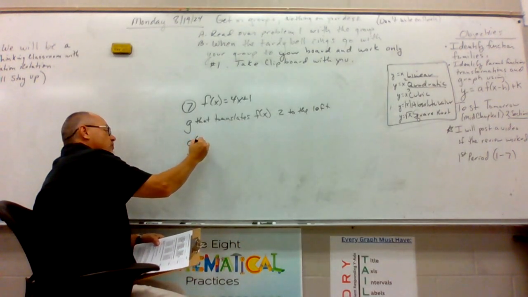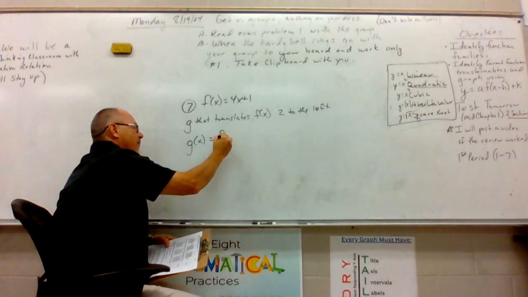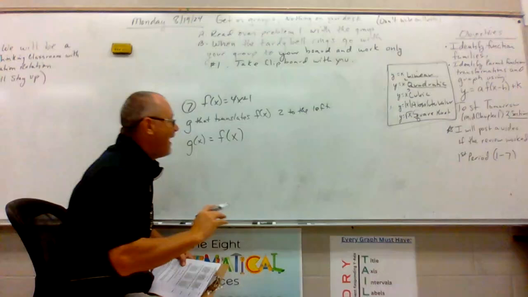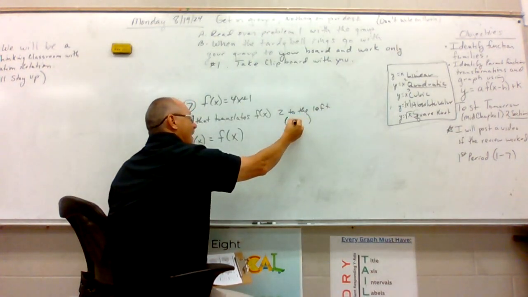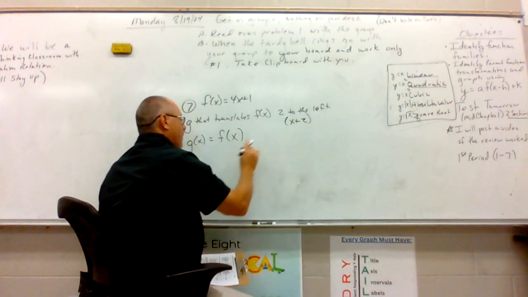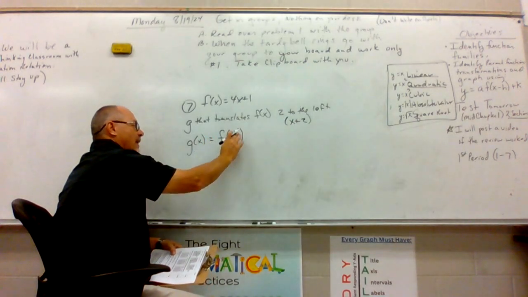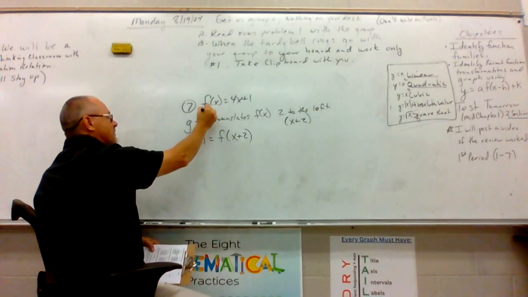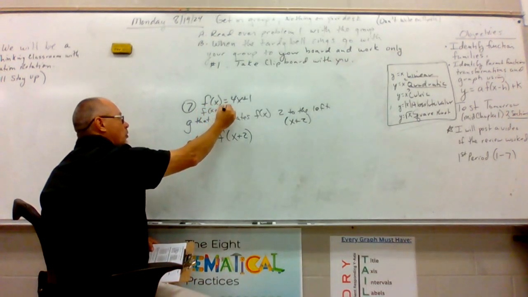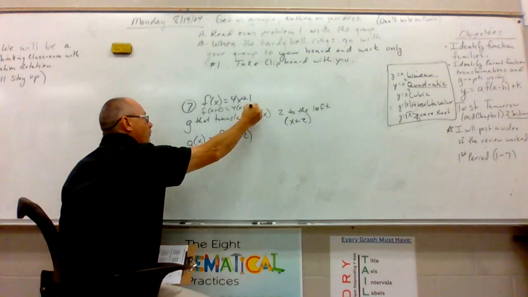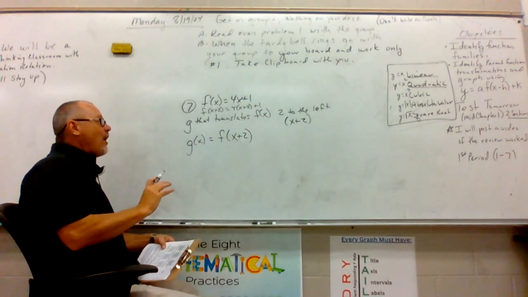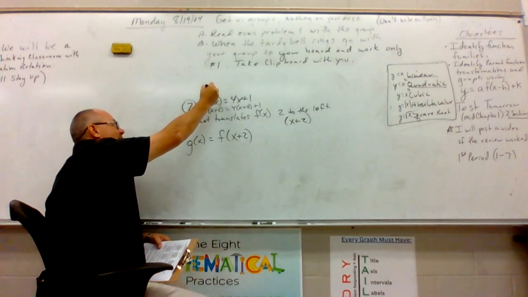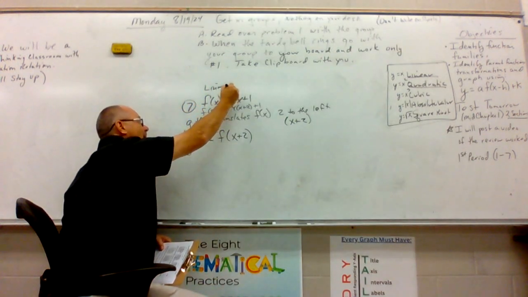Create for me a g of x that takes the function f of x but translates it 2 to the left. Well, guys, 2 to the left is going to be parentheses, x plus 2. So instead of a regular function f, I'm now going to do x plus 2. Technically I'm putting x plus 2 in for x, and therefore it goes in the parentheses. This is how you move any function 2 to the left. It just so happens that it's linear and it's already like this.